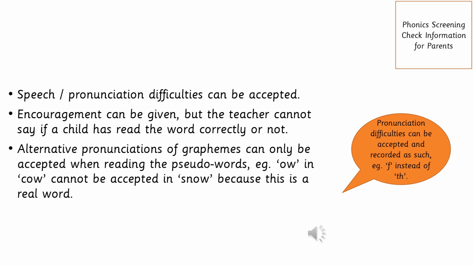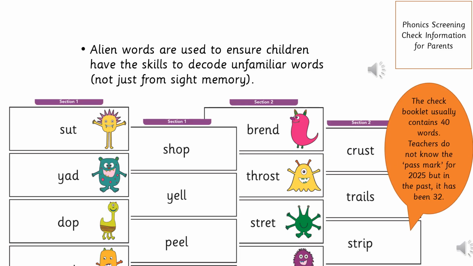Alternative pronunciations of graphemes can only be accepted when reading the pseudo words or alien words. For example, ow in cow cannot be accepted in snow because this is a real word. The reason for using alien words is to ensure that children have the skills to decode unfamiliar words, words they have not come across before, and that they're not reading from sight memory.